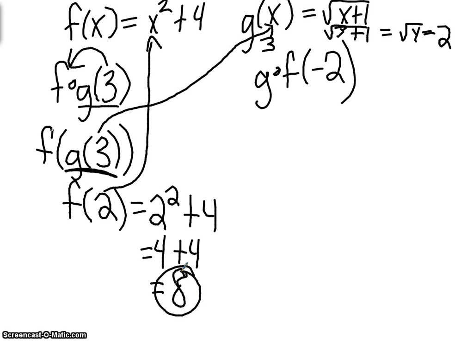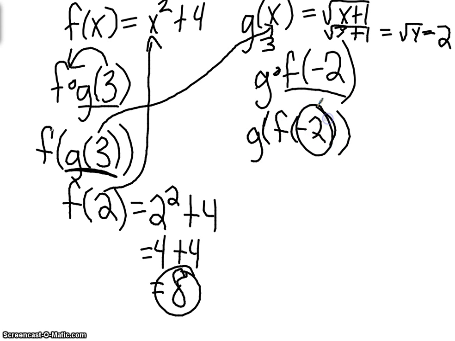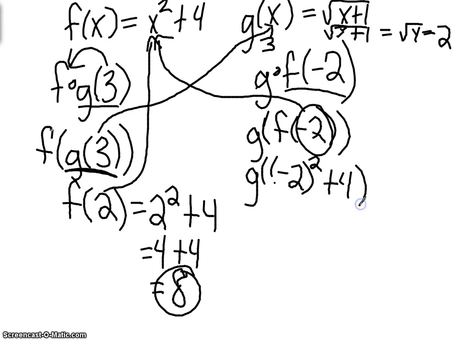Now, the last example with actual numbers is g composed of f of negative 2. So I better find out what f of negative 2 is. To work this out, I'm going to take my negative 2 and plug it in over here. So I've got negative 2 squared plus 4. That's really what's going in the parentheses here. Negative 2 squared would be 4, plus 4 would give us 8. So I'm looking at g of 8.